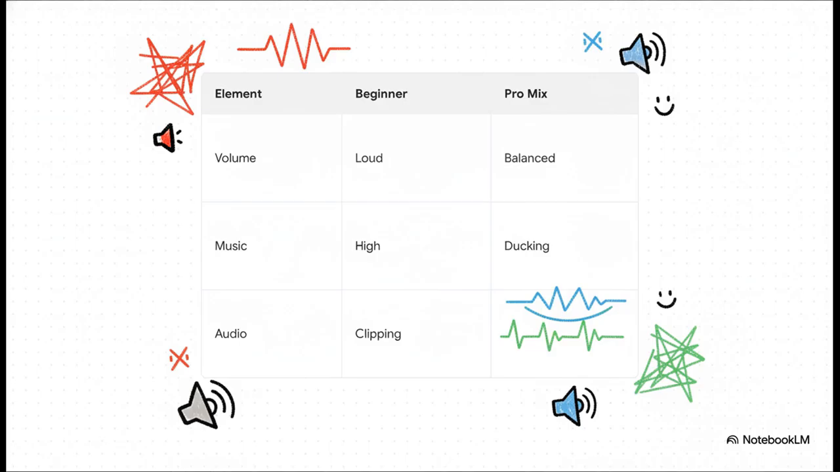Beginners will often leave sweeping music totally overpowering the important dialogue, while the pros automate that music to gracefully duck underneath. And maybe most dangerously, beginners often push the overall volume so high that the audio actually clips and distorts. It creates this harsh, fatiguing soundtrack that literally exhausts the listener's ears. A pro mix, it always remains clean, crisp, and natural.